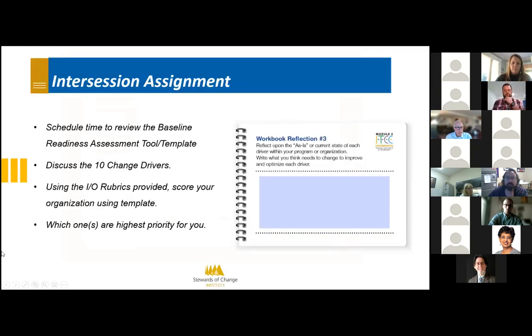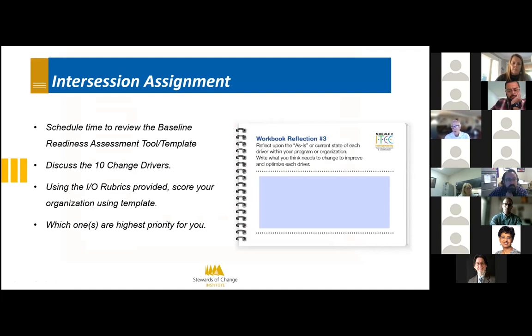So just in the remaining time, I just want to go through what we're hoping to accomplish. Here's the intersession assignment, if you would. Schedule some time to review the baseline readiness assessment tool. If there's a different piece that is more important to you, of course, you can go ahead and adopt and adapt and do that. I think this is a really good exercise as you think about it.